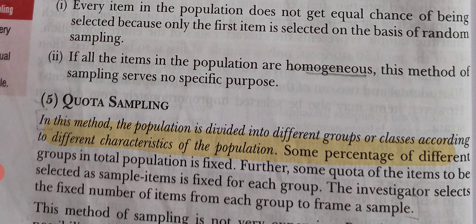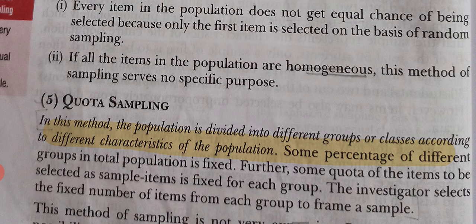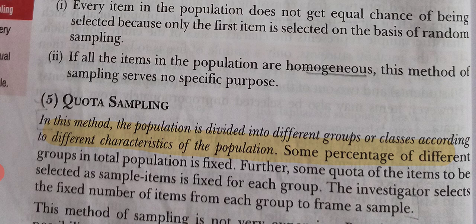For example, if one group is 40% of the population, another group represents 30% of the population, and the third group represents 30% of the population, then the items or units can be selected in proportion to their percentage. As we said, there are caste groups and religion groups, so the population units can be selected in proportion to their percentage of the population.